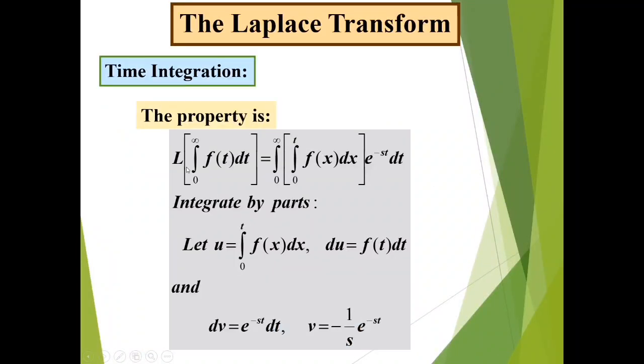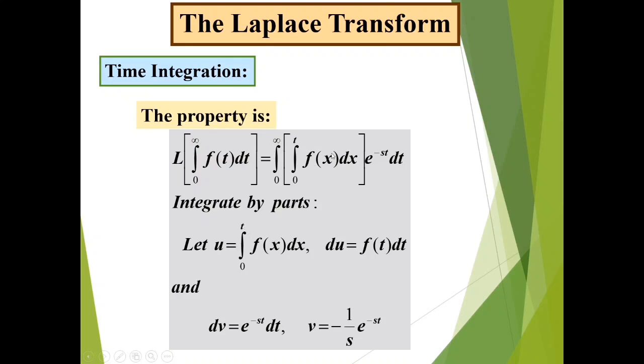Time integration. That is, the Laplace transform of integral 0 to t of f of x dx is equal to integral 0 to infinity, where the function is integral 0 to t f of x dx, and then the Laplace transformation formula, we'll have e power minus st dt. Here again we have to use integration by parts, and here we'll be taking u is equal to integral 0 to t f of x dx.